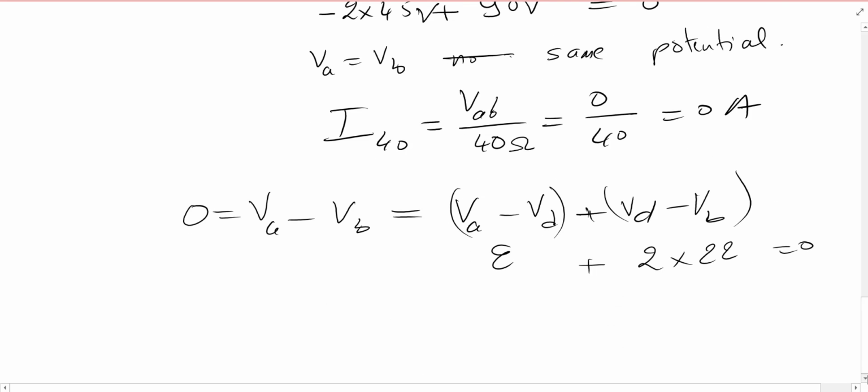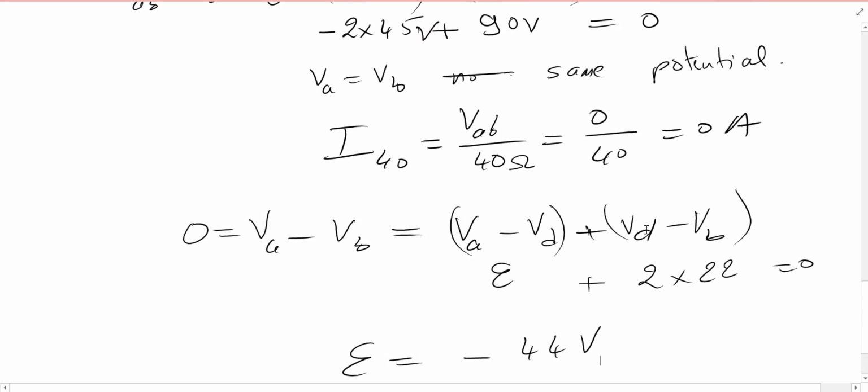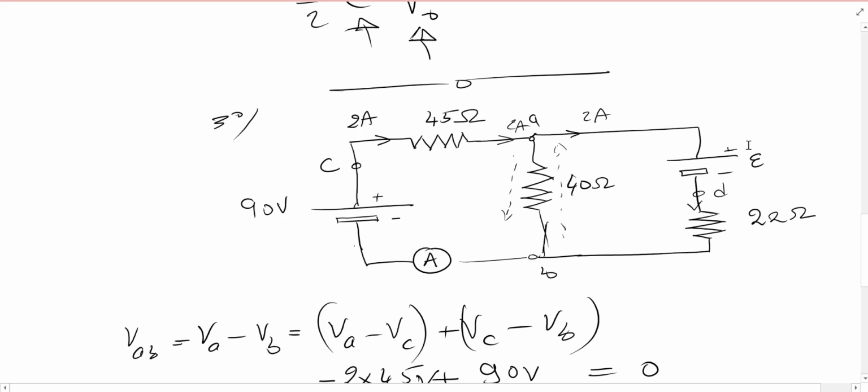So how is that possible? The only way this is possible is if the EMF is actually not positive, but rather negative 44 volts. 2 times 22 is 44 volts. So the EMF is not in this direction, but rather in the opposite direction. So this direction is not correct. It should really be oriented this way, with the positive at the bottom and the negative at the top.